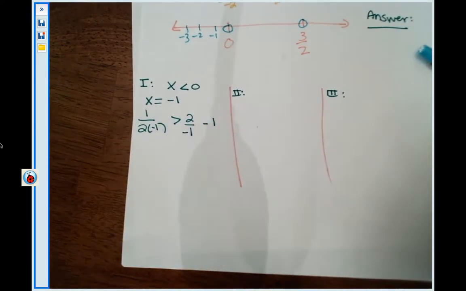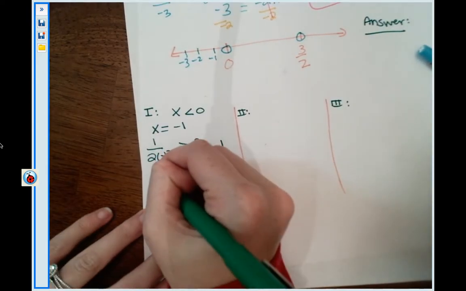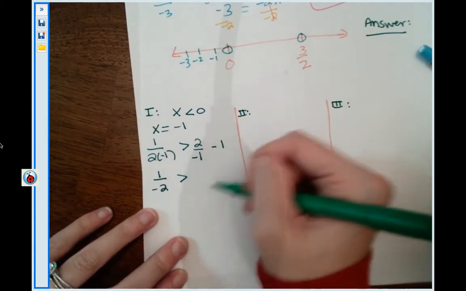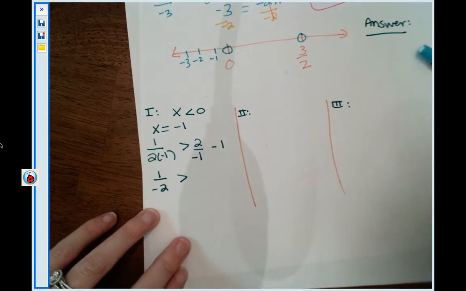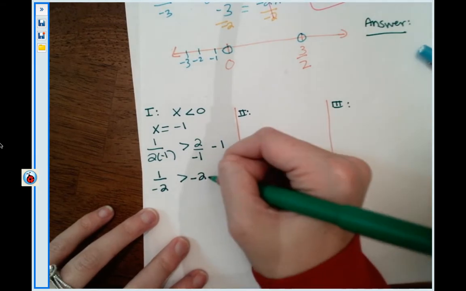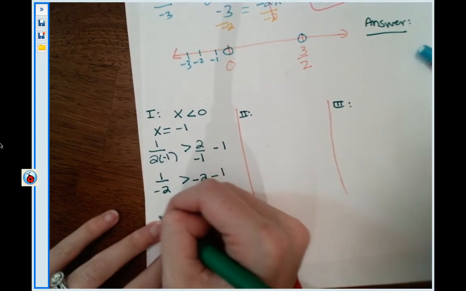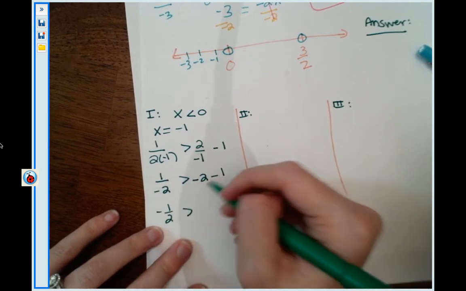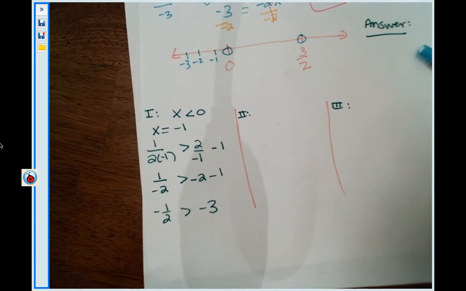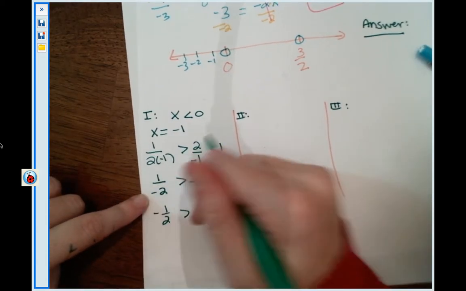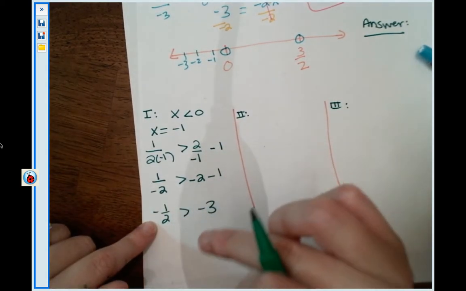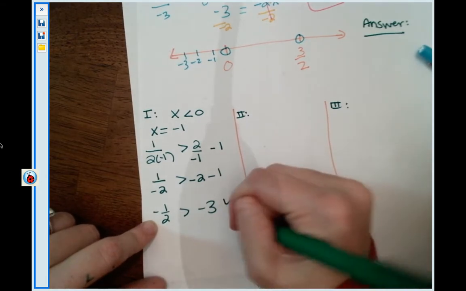So 2 times negative 1 gives me a negative 2. So I have 1 over negative 2. So I'm going to see if negative 1/2 is greater than whatever I get over here. Let's see what happens. Okay, so 2 divided by negative 1 is negative 2, and then minus 1. So I have negative 1/2 is greater than negative 2 minus 1, which is negative 3. So let's think about this. Is negative 1/2 a larger number than negative 3? Yes, it is, because negative 1/2 is much closer to 0 than negative 3. So yeah, this works. Yay!